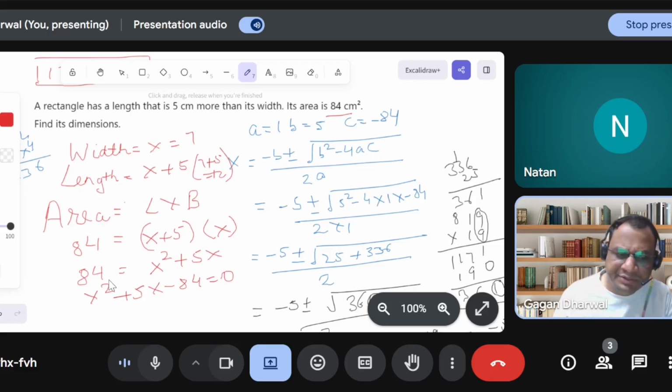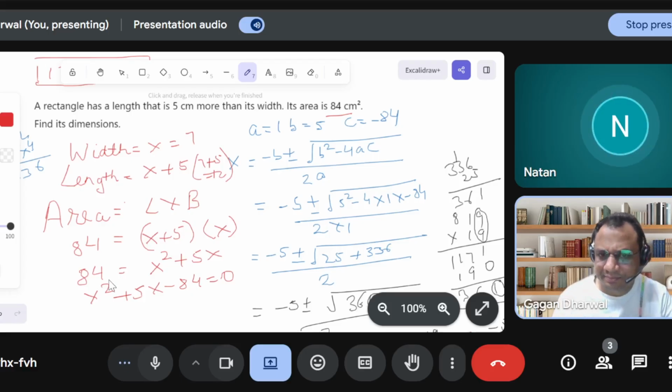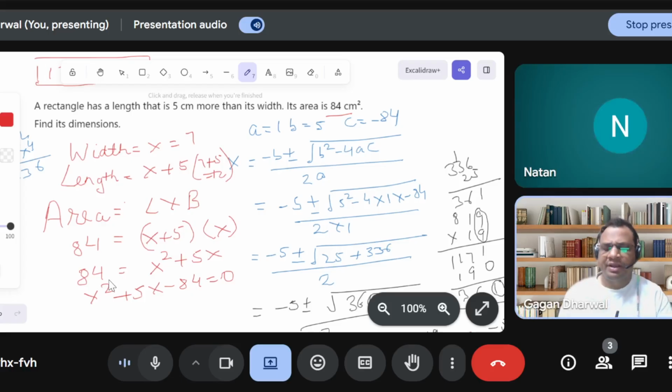Do you understand this question, Nathan? 50-50. Okay, so let us revise once again how we did it for the previous question. Here they were saying that the length is more than the width by 5, and the area of this rectangle is 84. So width we considered as x, and because the length was 5 more, we considered it as x plus 5.